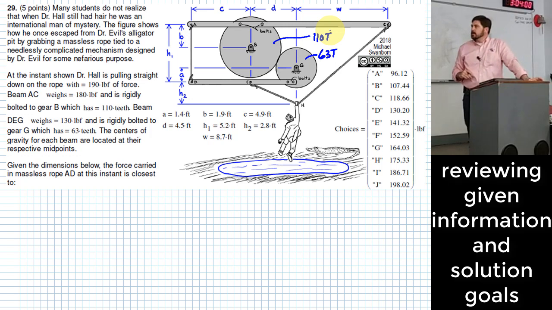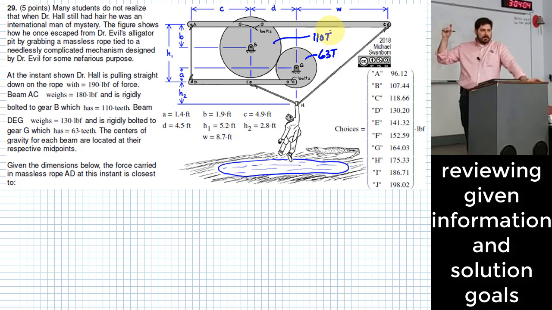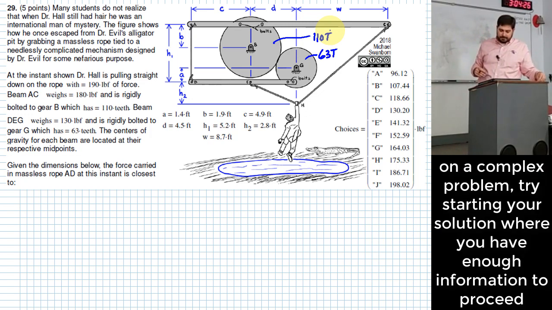All right. And so given all this information and that we have the dimensions A, B, C, D, H1, H2, and W, those are all listed down below that figure right there. What we need to do is figure out how much force is carried in the massless rope that extends from point A to point D. So where would you like to start with this problem? Free body diagram, I like that. Of what?